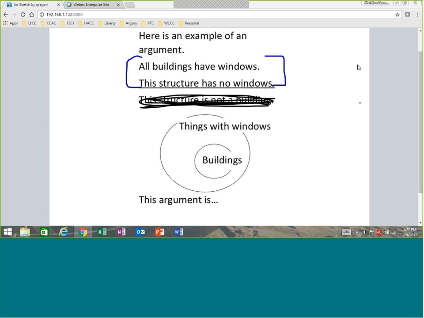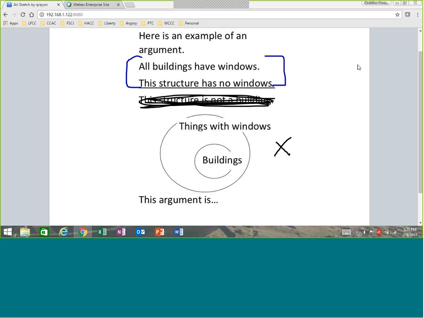So I have all buildings have windows. So the building set is completely inside the things with windows set. That's the first premise statement. The second premise statement, this structure has no windows. So when you're pointing out an individual item, you're going to put an X. Now, no windows would mean it would have to be outside of the things with windows circle.